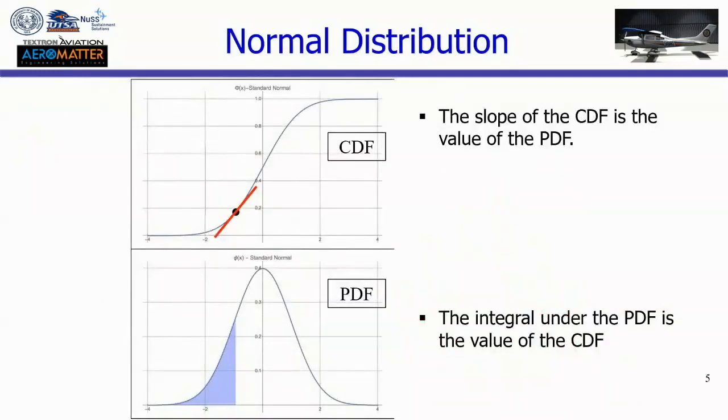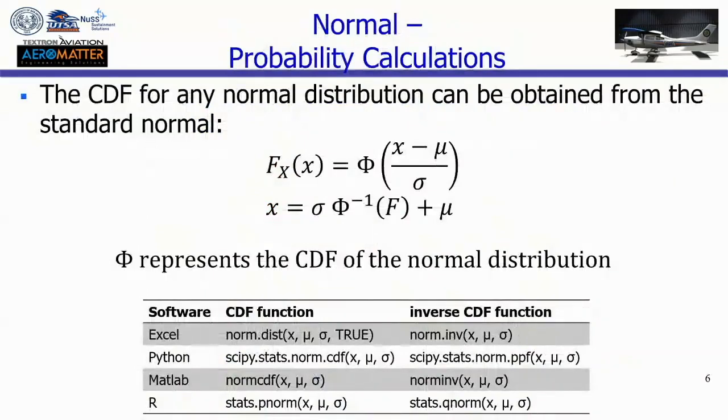Again, the relationship between CDF and PDF is that the PDF is the slope of the CDF, and the CDF is the integral from negative infinity to a particular value of the PDF. So here's the CDF for normal distribution. This is what you would use in Excel, Python, MATLAB, or R to transform variables to and from a uniform distribution, let's say. Calculate probabilities from given values of X.